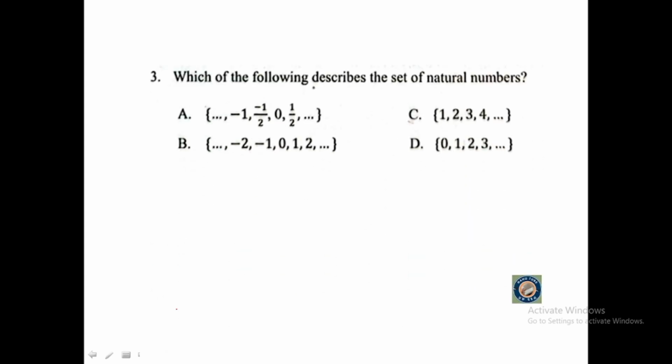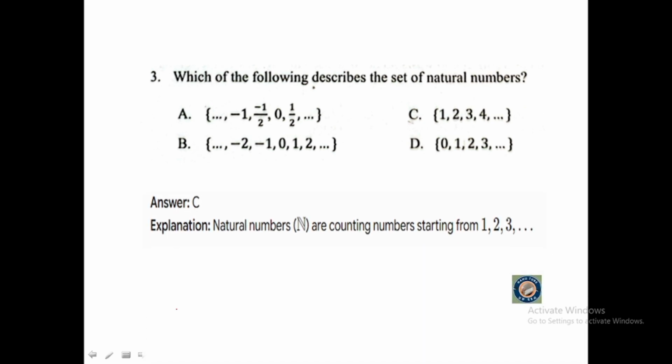Question number 3. Which of the following describes the set of natural numbers? The answer is C. Natural numbers are counting numbers starting from 1.